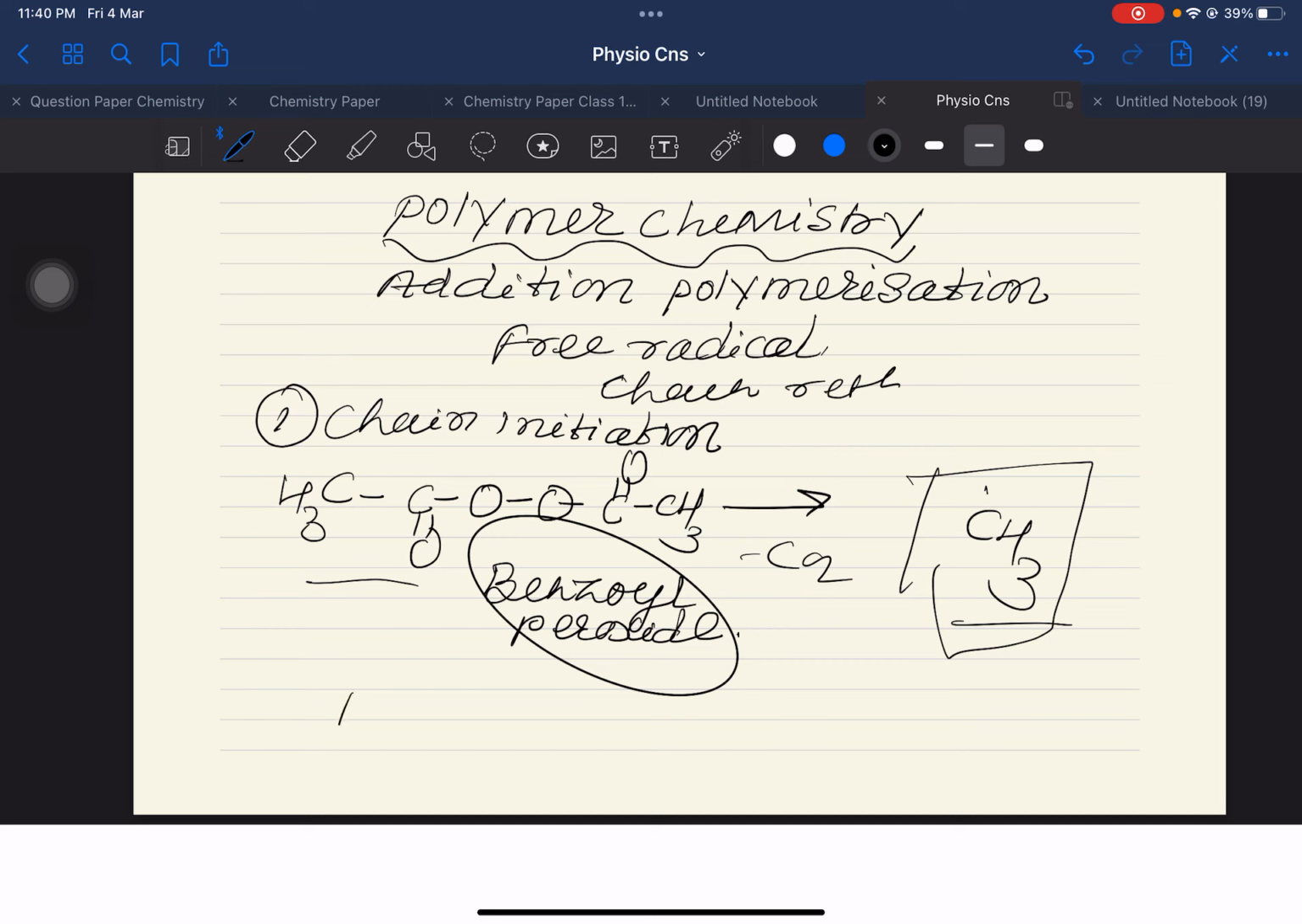Free radicals made up of two parts. That is the free radical. It can be written like this. It's a new radical. It's a single bond.